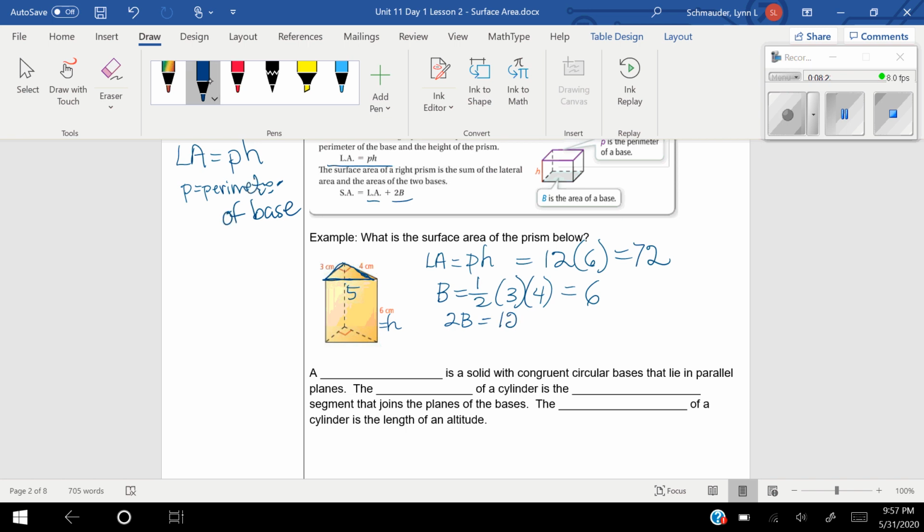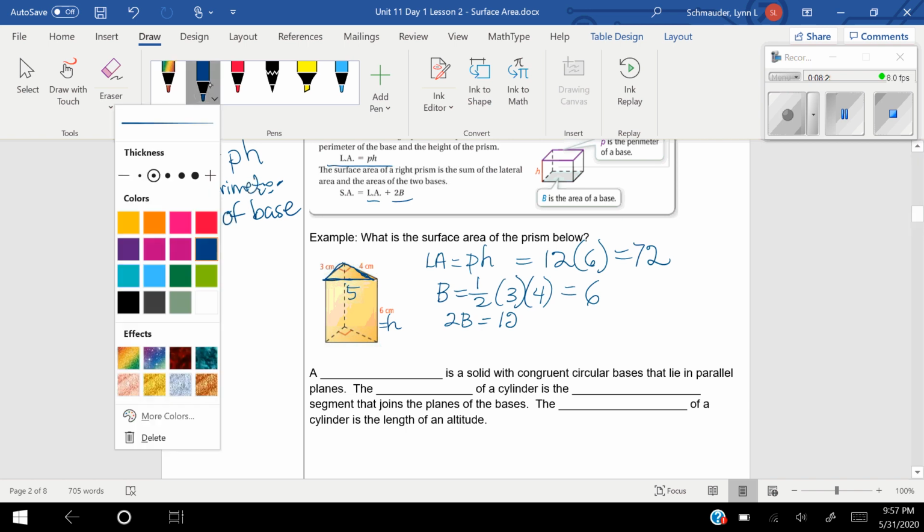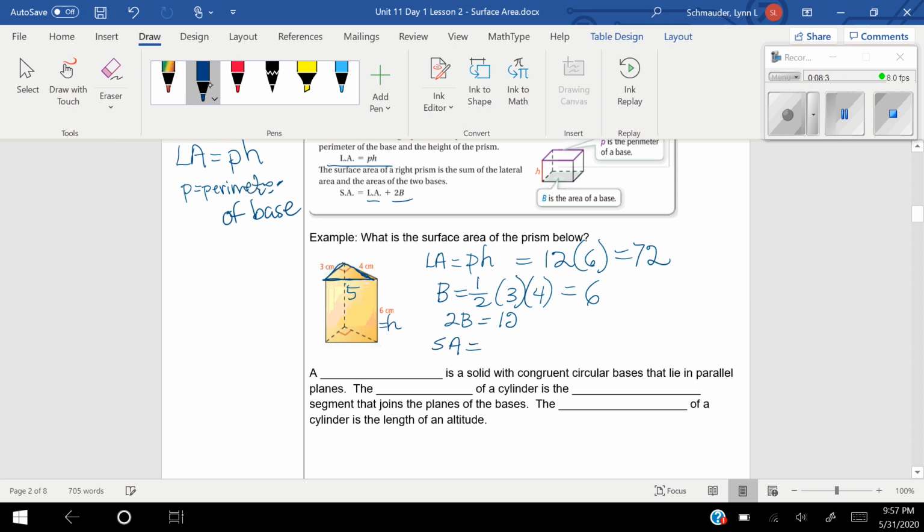So our surface area is the lateral area, which is 72, plus 2b, which is 12. So that's going to give me 84 square centimeters. All right, that's how we find the lateral area and surface area of a right prism.